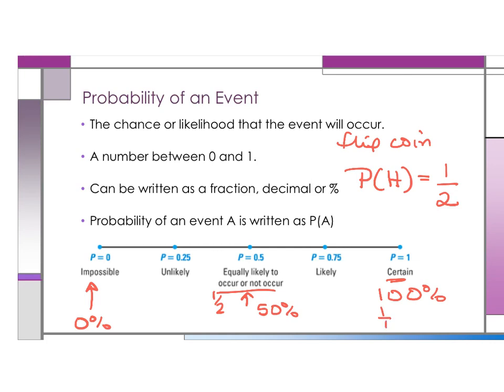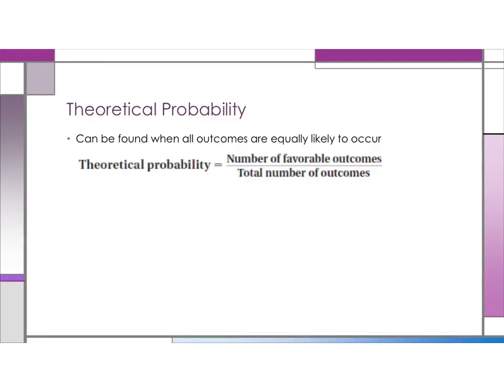Again, as a fraction, you would simplify it to 1 over 1. Here would be 0 over 1. And then anything that's trending towards the 0 is going to become more unlikely. Anything getting larger than a half, like 0.75, it might be more likely to happen. Let's look at the next example.